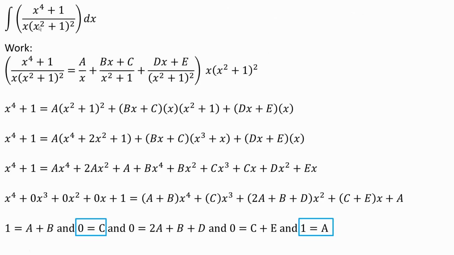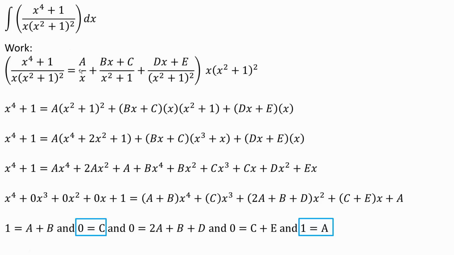Now, if you notice the inside, we have an x squared plus 1. But what's different about this part is that this whole piece is actually squared. And because of that, we have a repeated quadratic factor, and we need to do something different. So we split it up again.